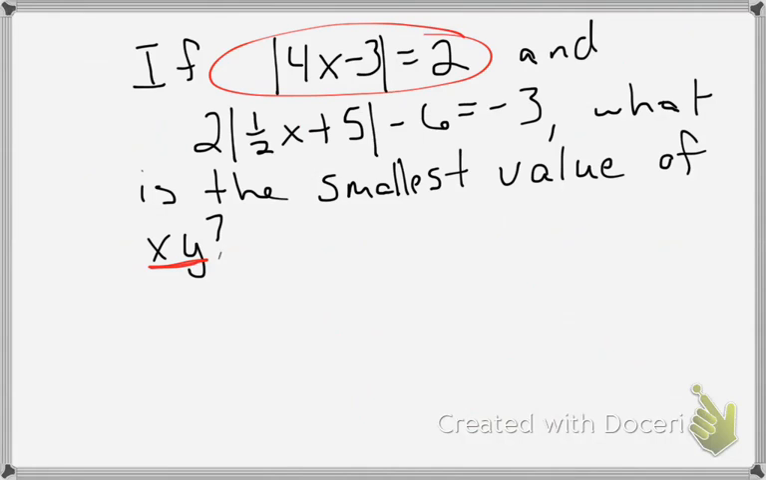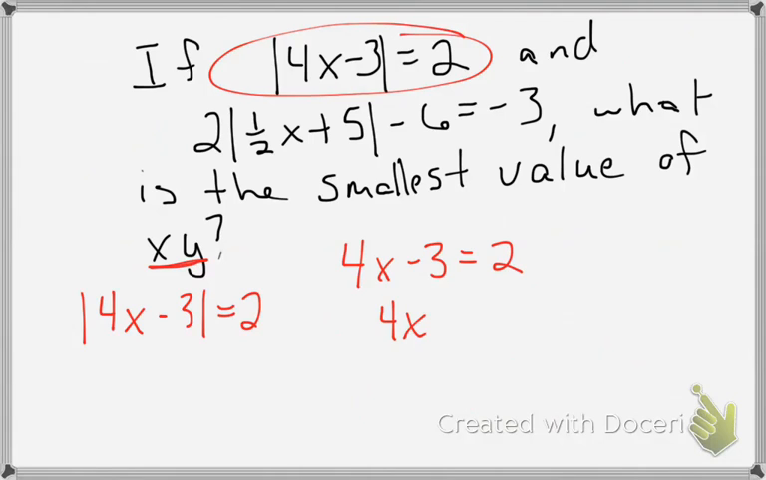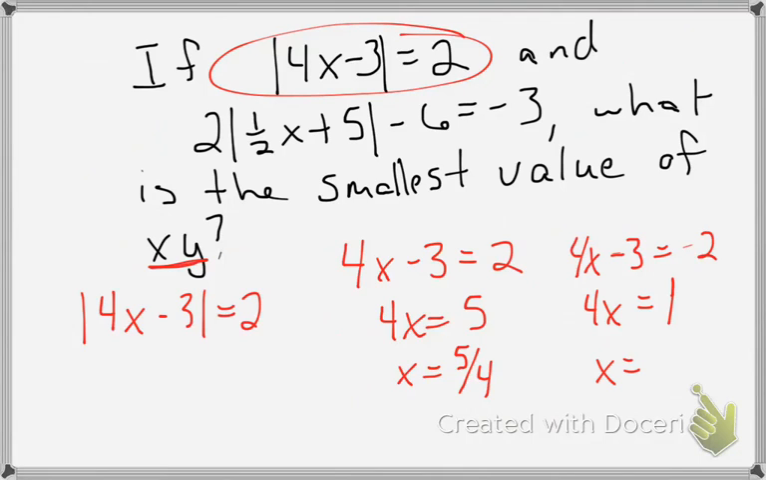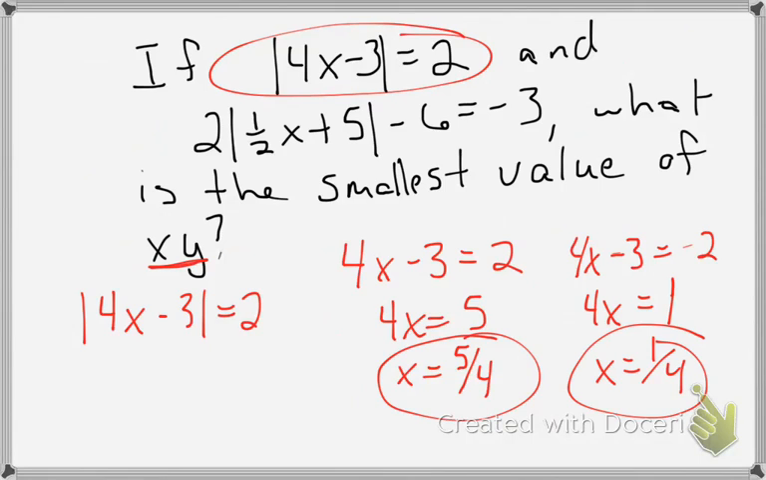So I'm going to start with the absolute value of 4x minus 3 is equal to 2. I'm going to solve my equation like normal, where I've got 4x minus 3 is equal to positive 2. 4x is equal to 5. x is equal to 5/4. The other situation I could have is 4x minus 3 is equal to negative 2. 4x is equal to positive 1, or x is equal to 1 over 4. These are my first two values of x that I'm going to need to check.